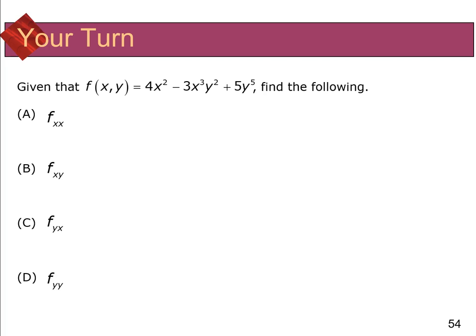I want you to figure out what these 4 things are for f of x, y equals 4x squared minus 3x cubed y squared plus 5y to the 5th. I want you to find f sub xx, f sub xy, f sub yx, and f sub yy.